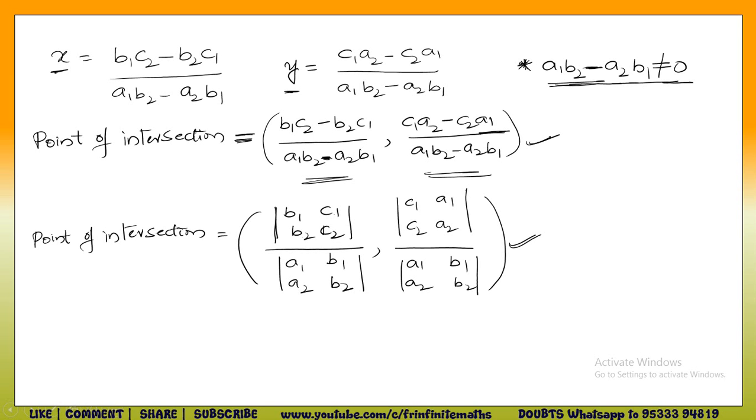So this is nothing but the point of intersection: b1 c2 minus b2 c1 by a1 b2 minus a2 b1, comma, c1 a2 minus c2 a1 by a1 b2 minus a2 b1.